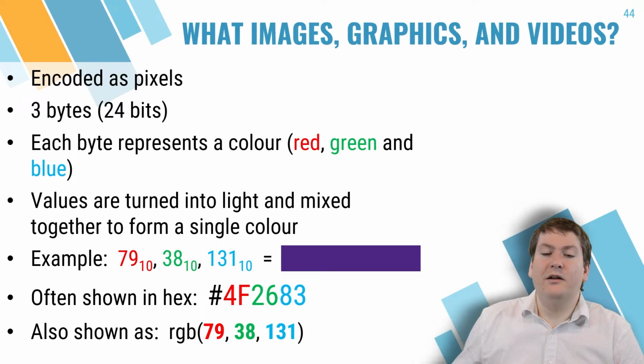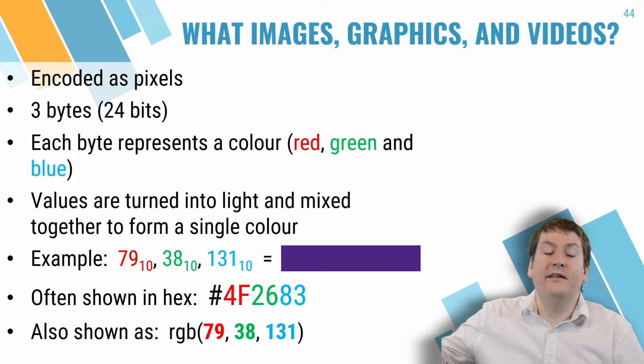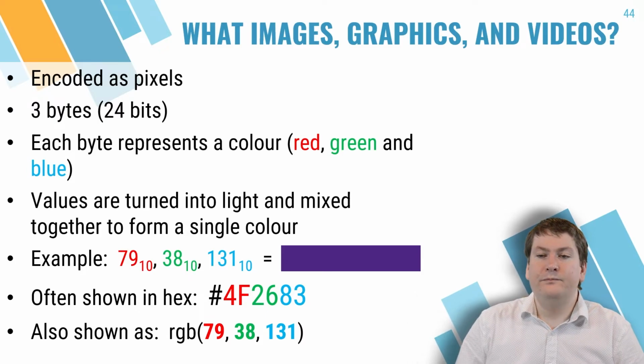So the exact same color that we have here, the purple, could also be represented in hexadecimal as 4F for red, 26 for green, and 83 for blue. The same number is just represented in a different way. We also sometimes see the decimal representation, sometimes with brackets around it, like RGB, bracket, and then the same decimal numbers we've seen.